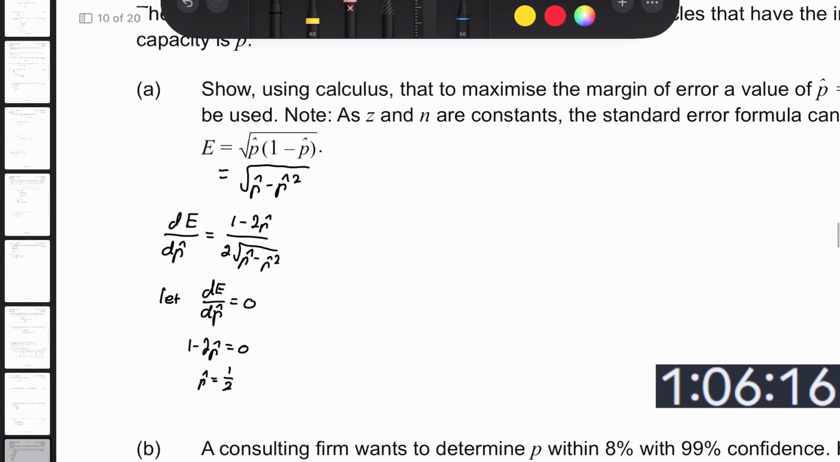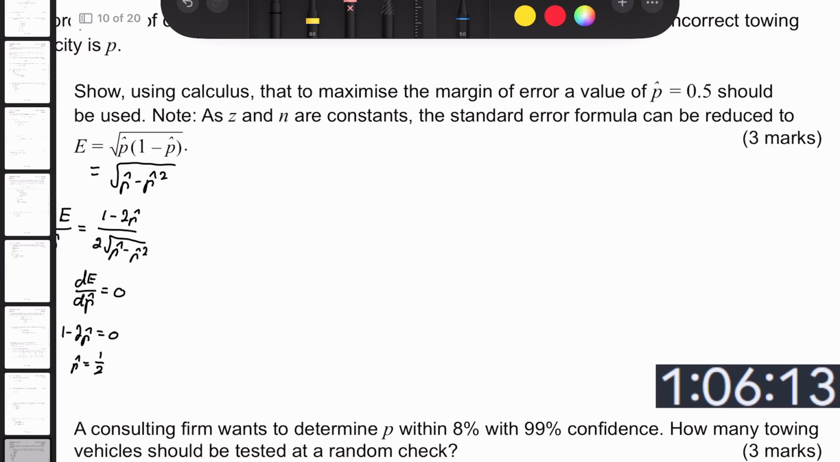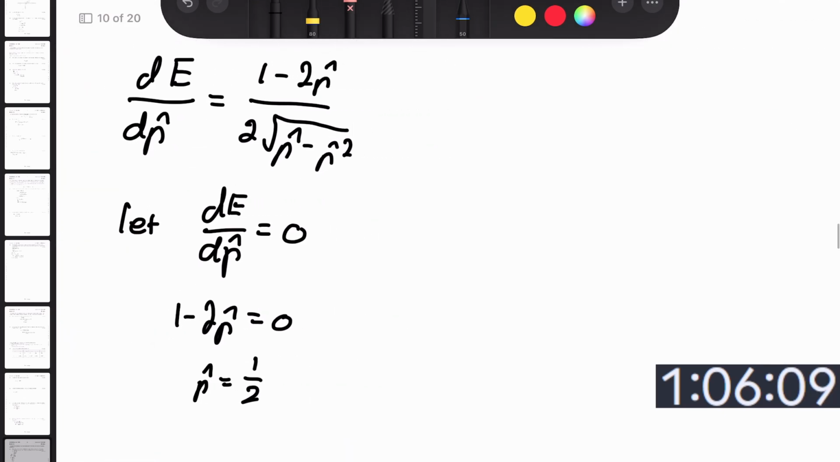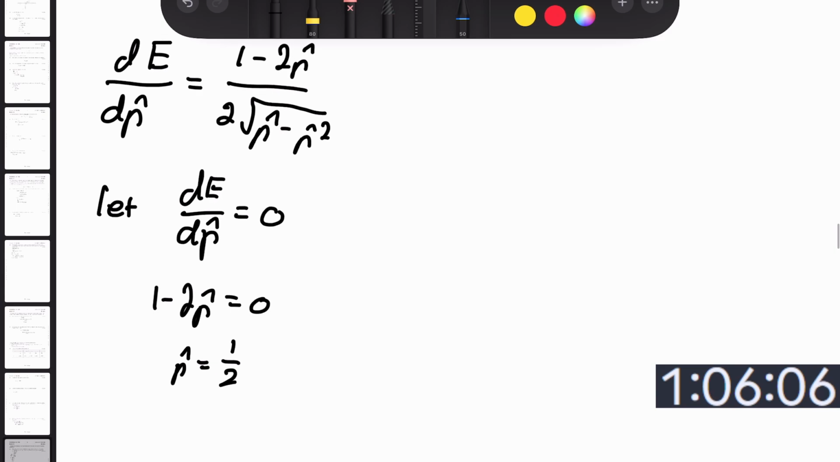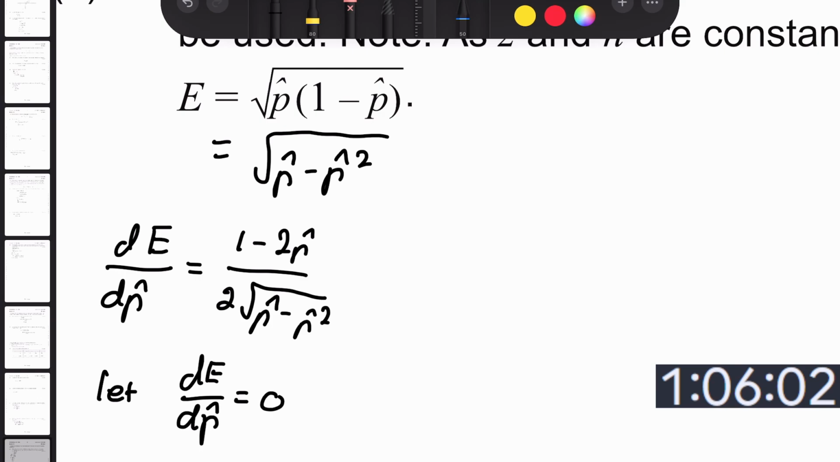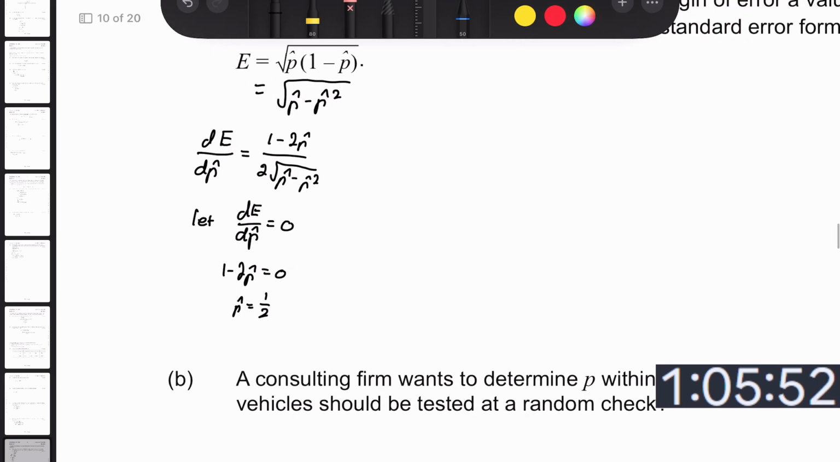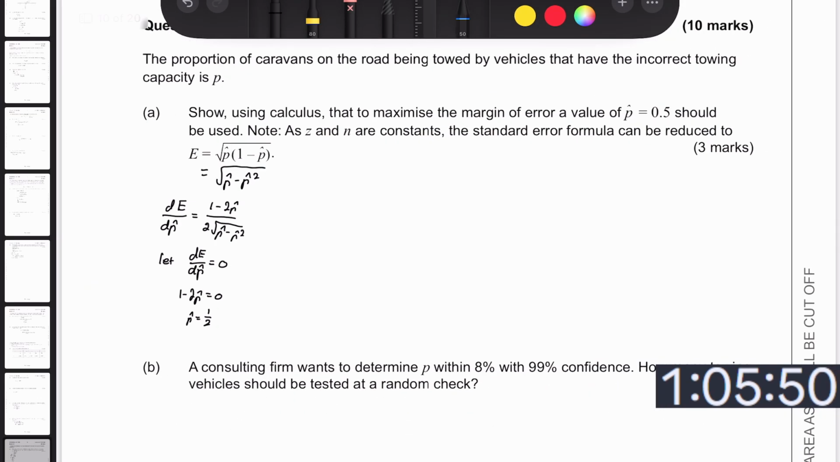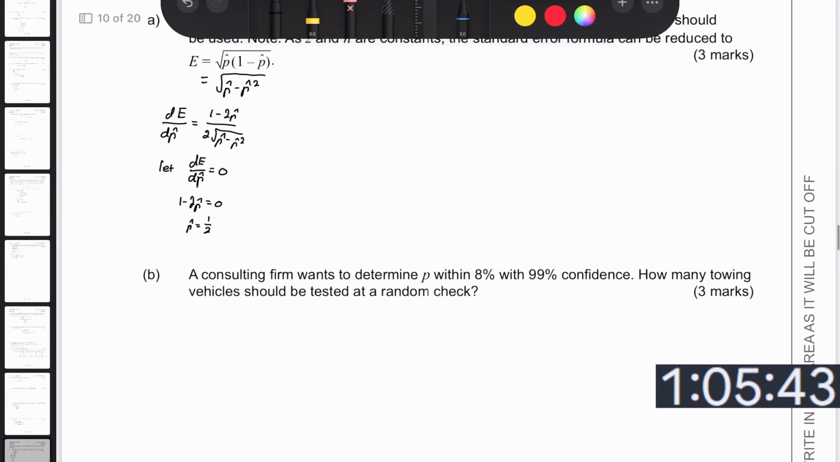So this is all correct. One minus 2P, yeah. If I differentiate that again, that gets really ugly really fast. Okay.